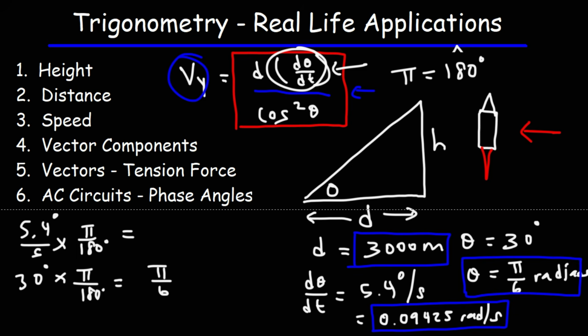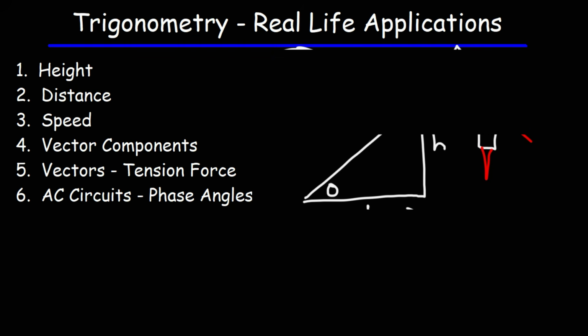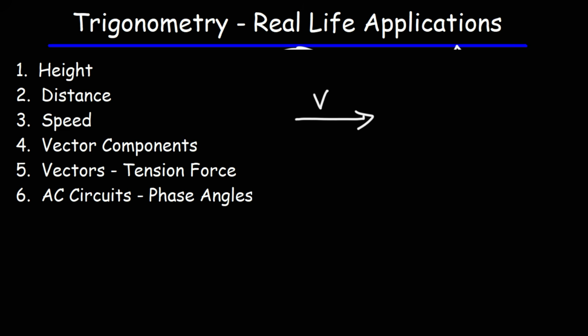Now, another application of trig is components, vector components. A vector is a quantity that has magnitude and direction. Velocity is a vector. It has magnitude and direction. Speed is not a vector. Acceleration is a vector. Force, momentum.